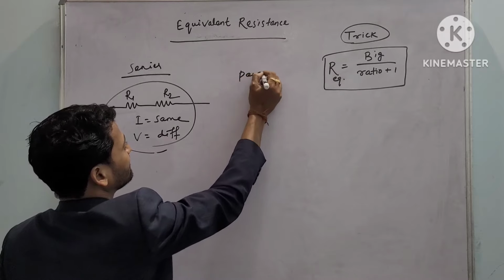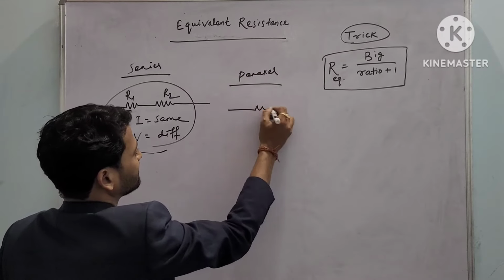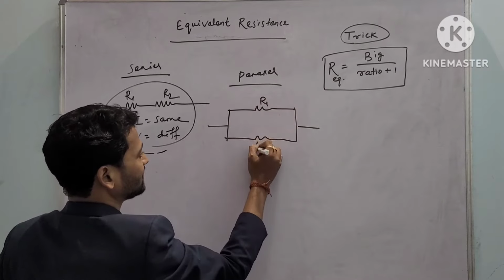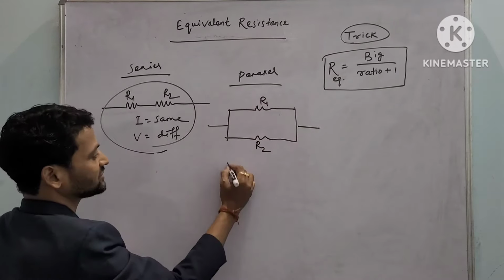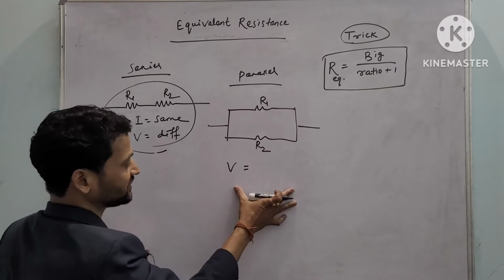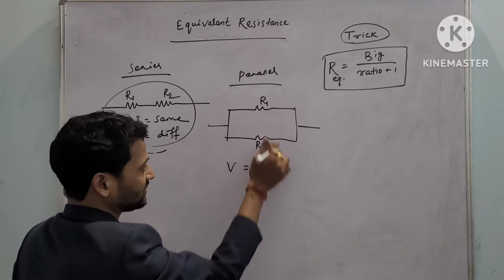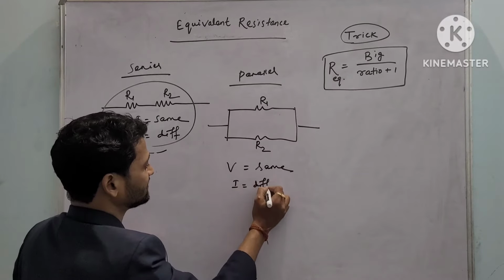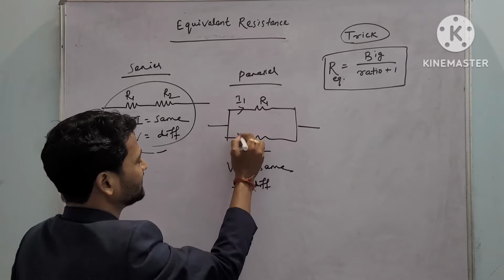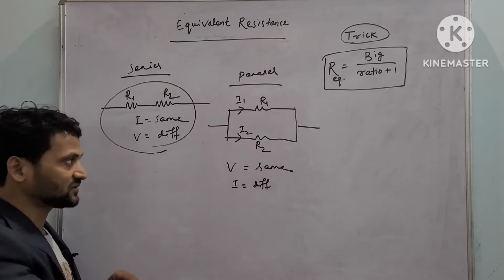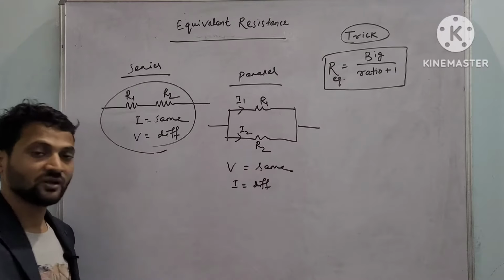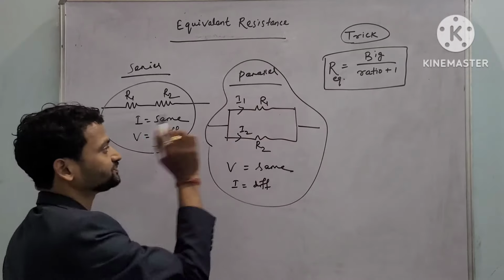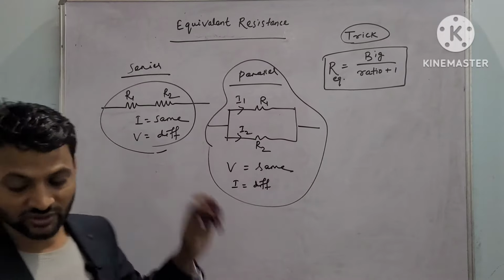But in a parallel connection, resistances are connected in this way. This is R1 and R2. In a parallel connection, the potential drop across the resistances will be the same and the currents will be different. The currents I1 and I2 depend on the value of the resistance, but the potential difference or voltage will be the same. That at least you should know. Then we'll go to the trick.